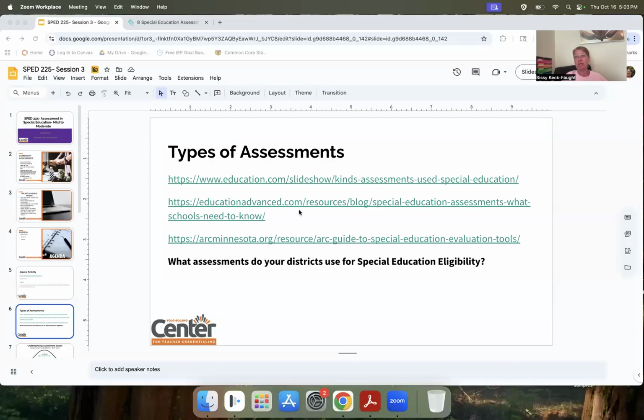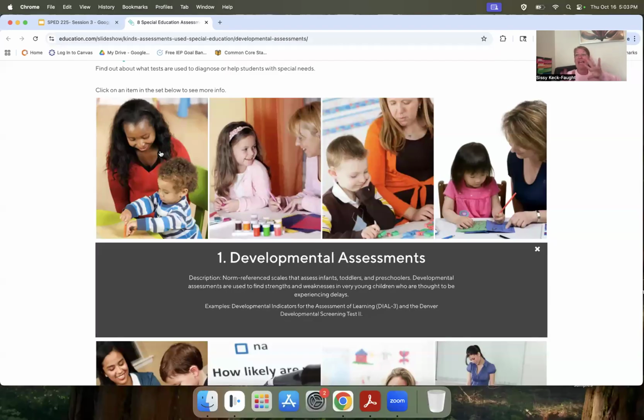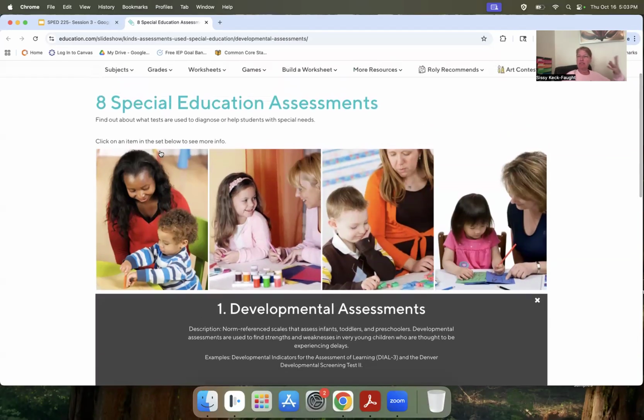So tonight is all about assessment. That is really the key of tonight. And especially in the mild moderate world, assessment is really huge. It's a huge part of your job. So looking over the 8 types of assessments that you might see in special education.